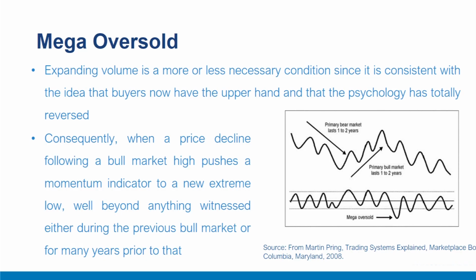The same also appears in reverse for oversold extremes. So an oversold condition appears like this. After a prolonged bull market, this is the first thrust in the bear market, and there is a mega oversold. Consequently, when a price decline following a bull market high pushes a momentum indicator to a new extreme low, which is mega oversold, well beyond anything witnessed during the previous bull market or for many years prior to that. So this is extreme oversold, mega oversold, as compared to anything observed in history.